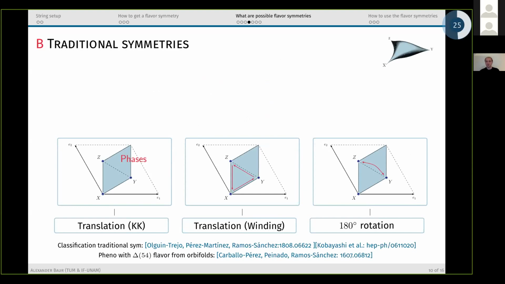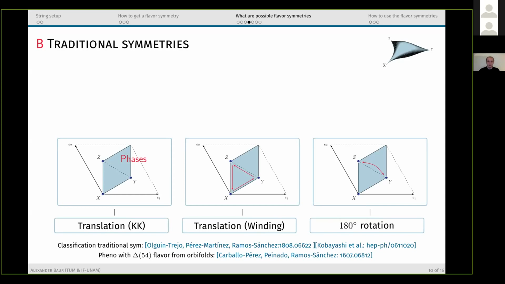Now, those were the modular symmetries. Now, the traditional flavor symmetries. So in our case here, when we calculate the automorphisms of the Narain space group, we find some sort of symmetries that do not affect the moduli. And these we can interpret as the traditional flavor symmetries, which have been around for quite some time. So in this case, we find some translations in the Kaluza-Klein number. We find a translation in the winding number, for example, or even a 180-degree rotation.